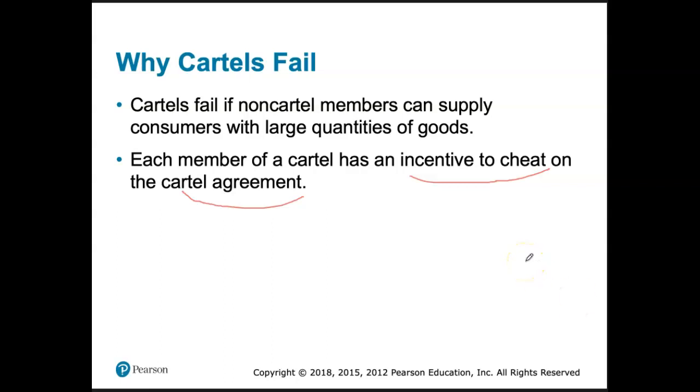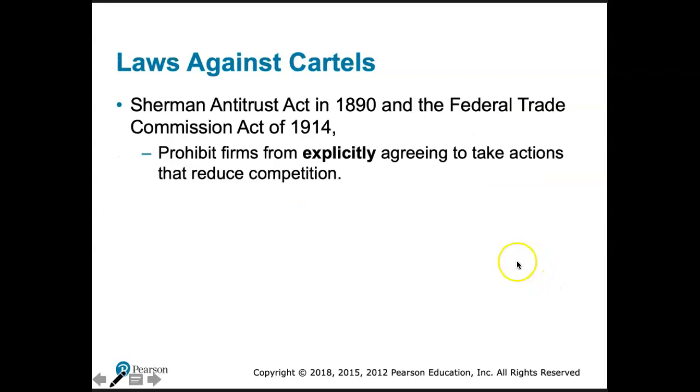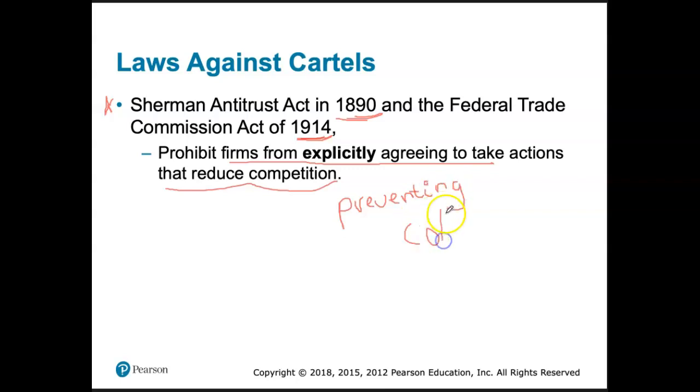Okay, so those are a couple of reasons as to why cartels tend to fail. In the United States, cartels are basically illegal due to the Sherman Antitrust Act of 1890 and the Federal Trade Commission Act of 1914, which prohibit firms from explicitly agreeing to take actions that tend to reduce competition. So basically, preventing collusion from firms.